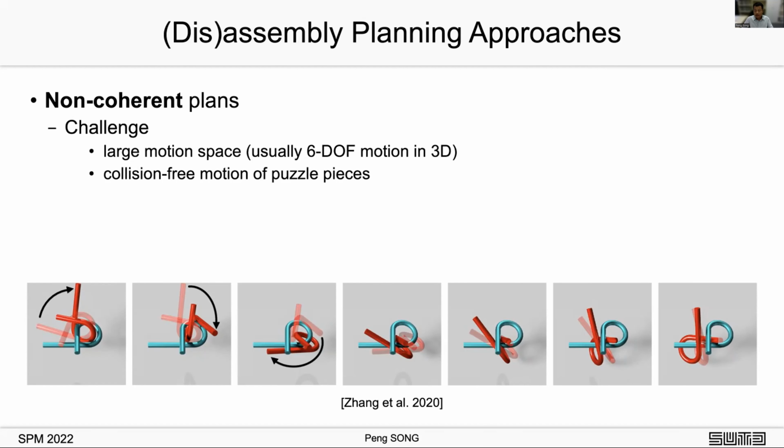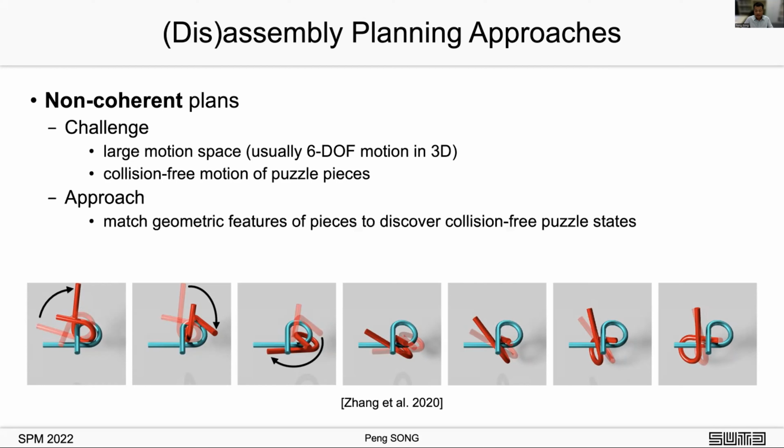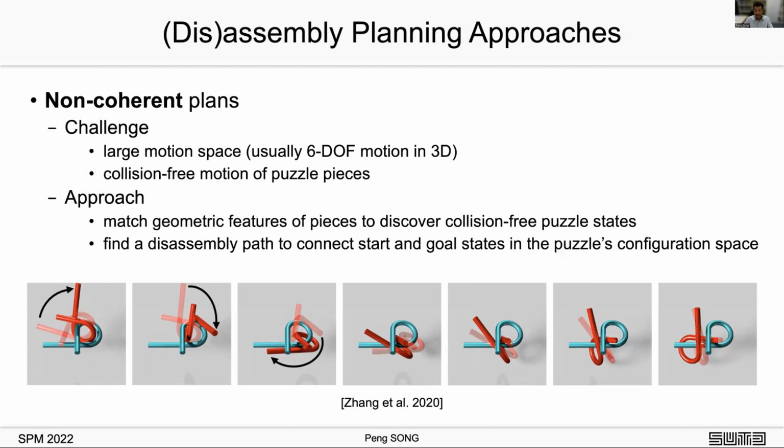A recent work by Zhang et al. has addressed this problem for solving a 2-piece disentanglement puzzle. And the idea is to match geometric features of pieces to discover collision-free puzzle states, and to find a disassembly path to connect start and goal states in the puzzle configuration space.